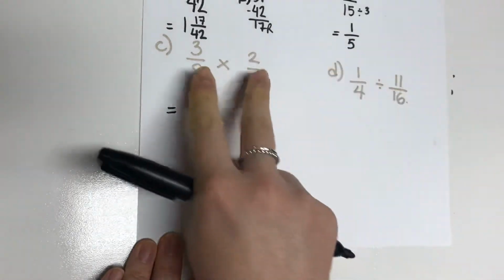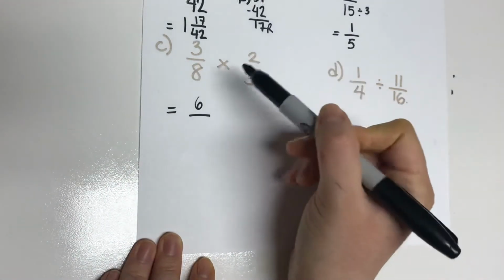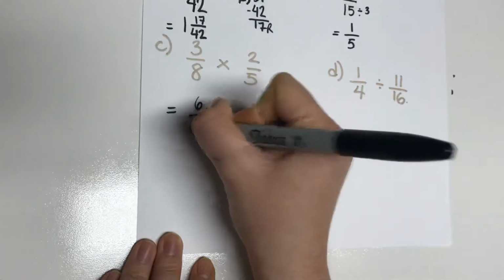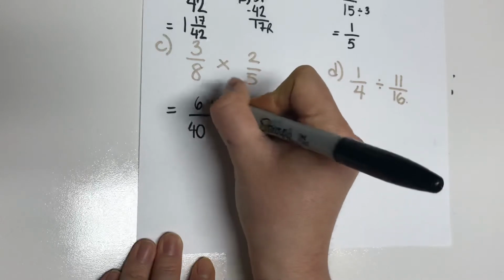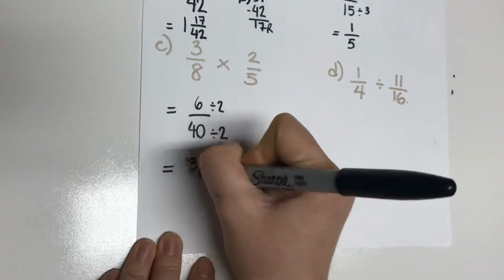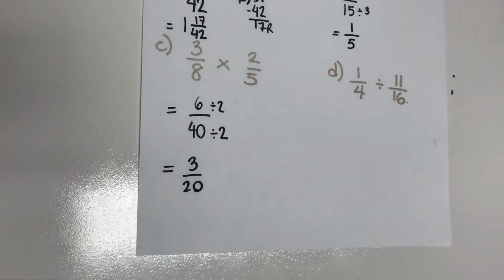So we just multiply the numerators. So 2 times 3 is 6, and then we multiply the denominators. 8 times 5 is 40. This can be simplified. If I divide both sides by 2, I get 3 over 20. And that's how you multiply.